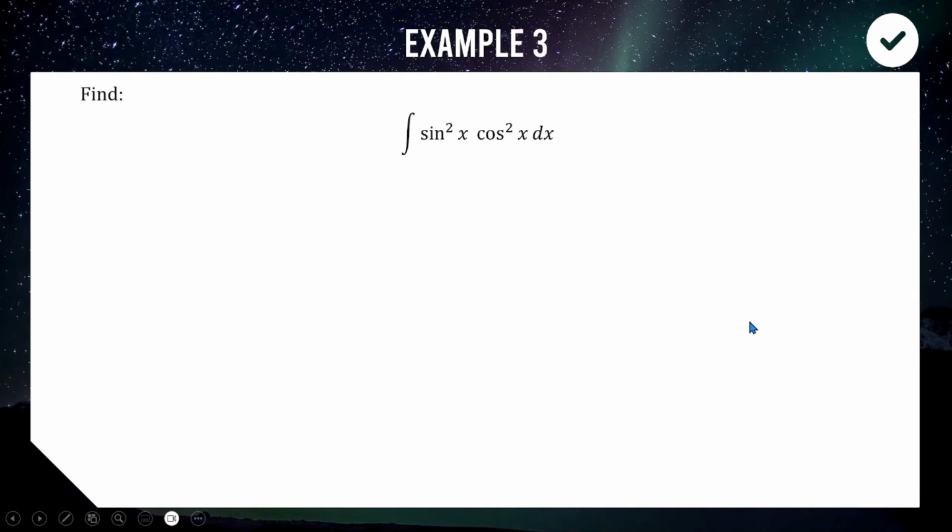Okay, on to example 3. We have sine squared cos squared. So we know how to integrate sine squared. We know how to integrate cos squared. When they're timesing together, things get a little bit trickier here.